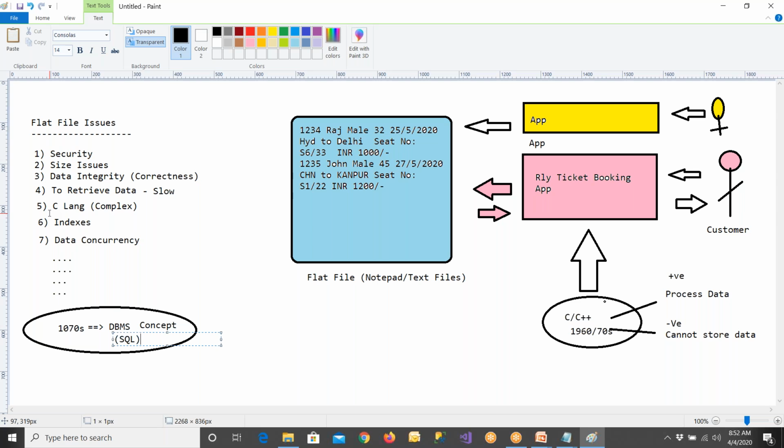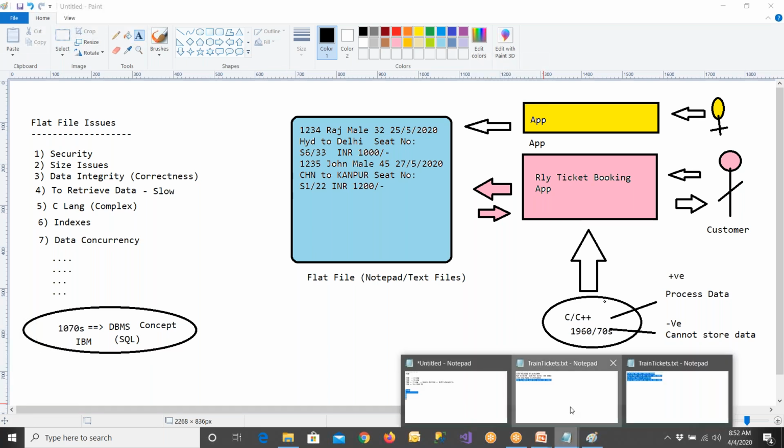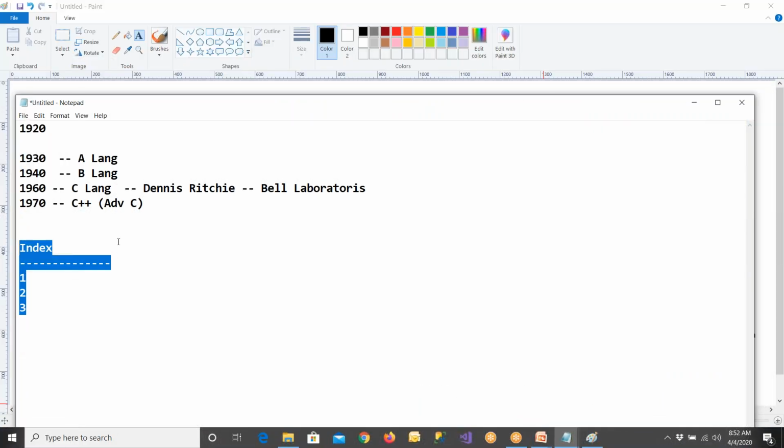So in the 1970s, the DBMS concept was released, and one more language got created, and this concept and this language were invented by IBM folks. In the 1970s you got the database management concept, which is purely a concept, not a software. And they also recommended one more language, structured query language. Am I clear? So SQL is a structured query language that people have invented. So in the 1970s, you got these languages.